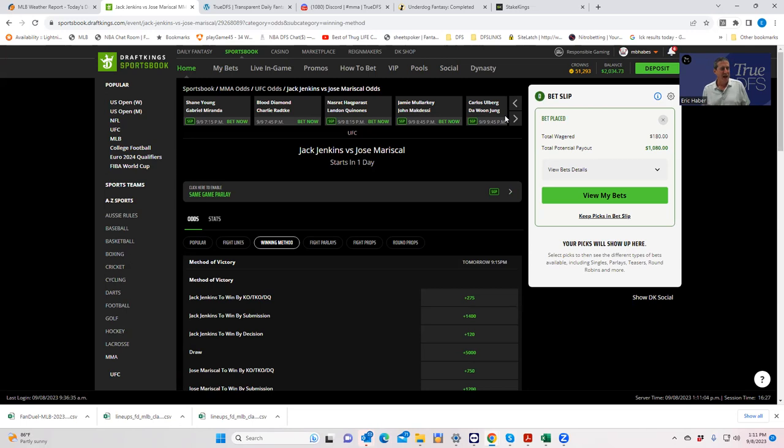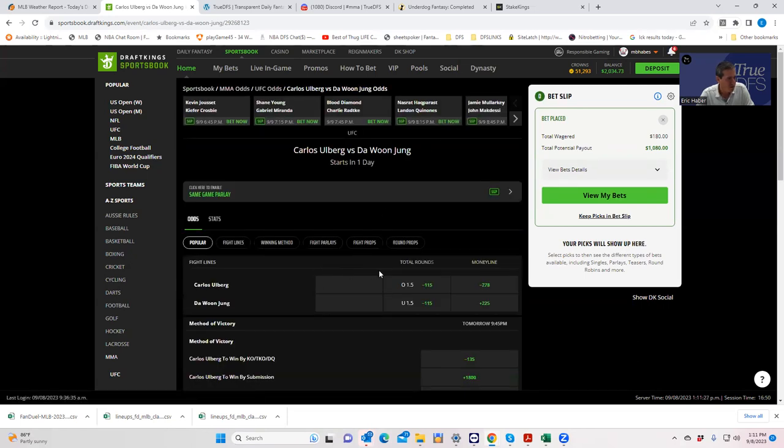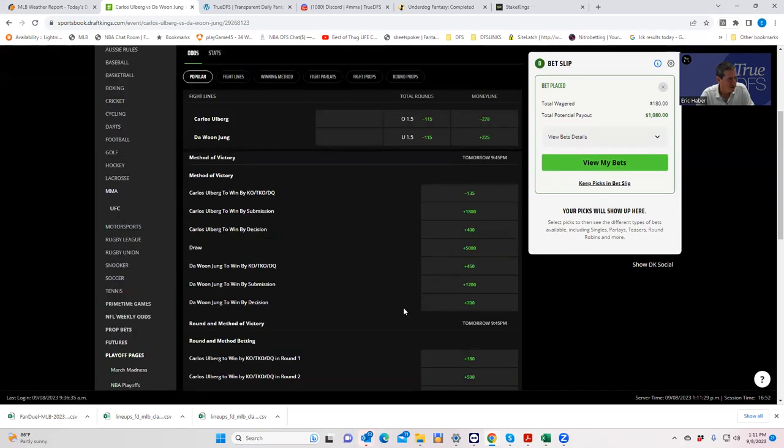And that's pretty much the narrative that's been relied upon. So what we cannot bet is essentially anything with Carlos Olberg in round one or round two. The only thing we could really bet here is either Olberg by decision or Dawoon Jung straight up. And the thing about Dawoon Jung straight up is that's going to probably involve a knockout as well. So let's take a look and see what some of these odds are. I think Olberg by decision is probably the more responsible play here. Let's take a look. Carlos Olberg by decision plus 400.